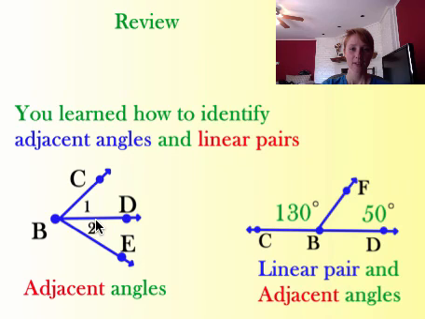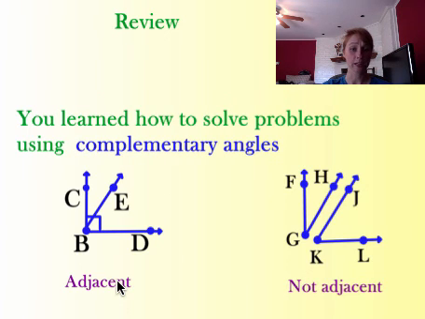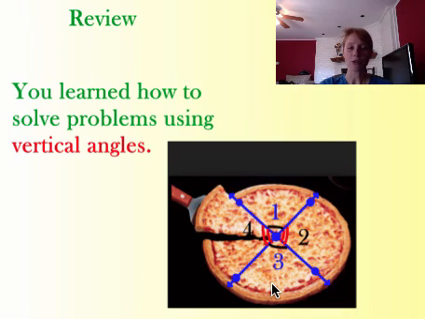Okay. So in review, you've learned how to identify adjacent angles and linear pairs, here and here. You've learned how to solve problems using supplementary angles. You've learned how to solve problems using complementary angles. And you've finally learned how to solve problems using vertical angles.